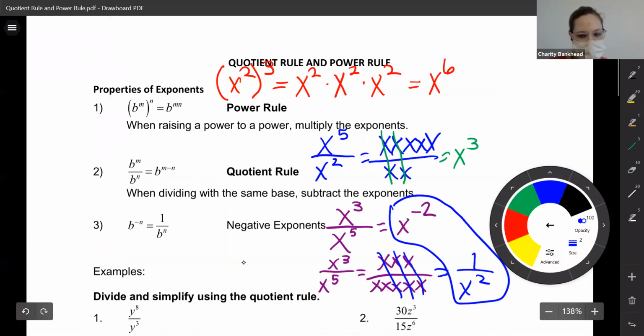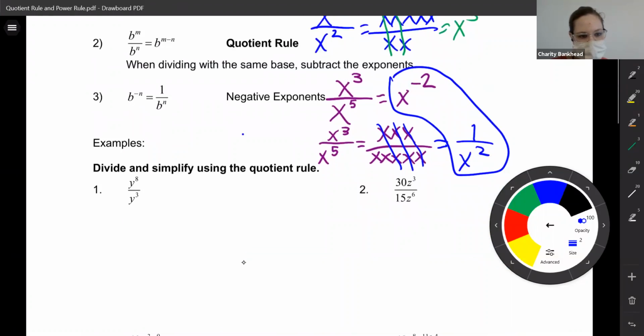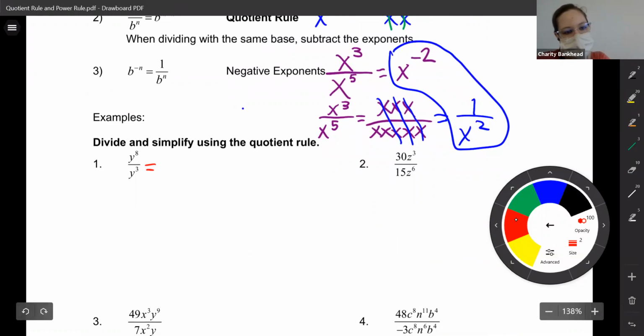All right, so we'll look at some examples here. Number 1, y to the power of 8 over y to the power of 3. So just subtract the exponents. 8 minus 3 is 5. So that's y to the power of 5.